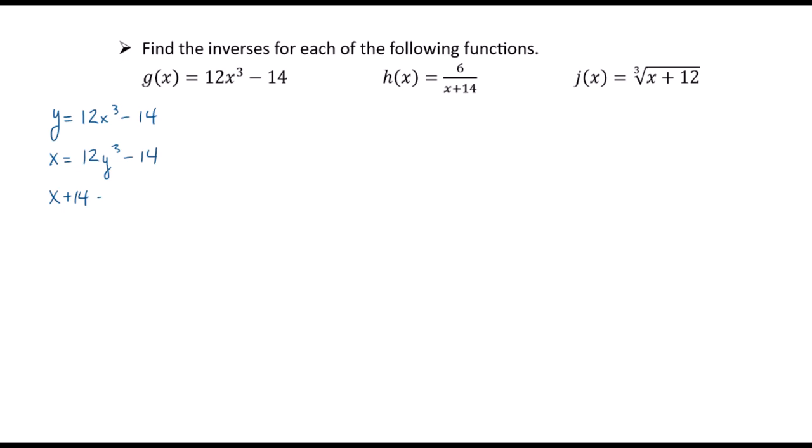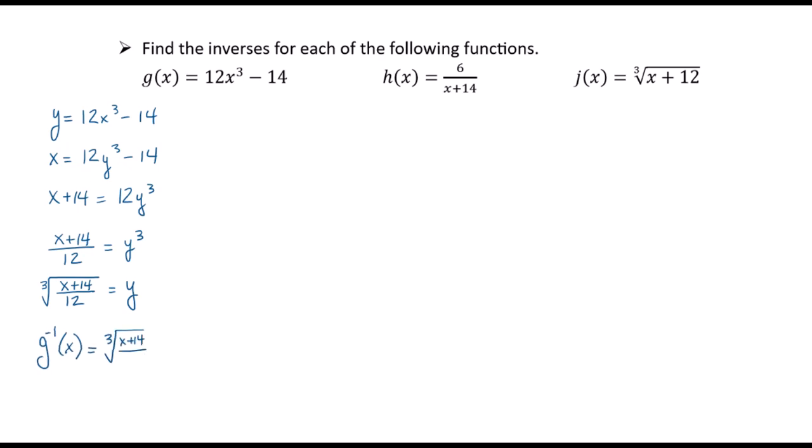x plus 14 is 12y cubed. Divide by 12, so x plus 14 divided by 12 is y cubed. Now to get y by itself, we're going to take the cube root of both sides. So the cube root of x plus 14 over 12 is y. We found the inverse, so we'll go ahead and use inverse notation. g inverse of x is the cube root of x plus 14 over 12.